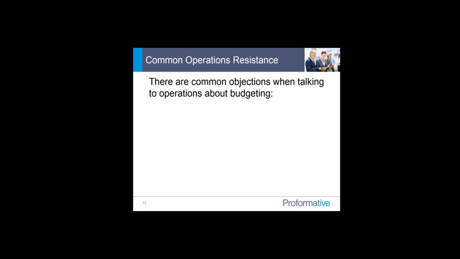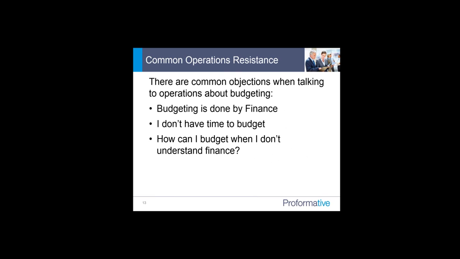So here are a number of objections that you may have come across when you talk to folks and say, hey, let's sit down and do your budget. First one is, budgeting is not for me, that's done by finance. Second one, I don't have time, can you come back next week? Another one, how can I budget when I don't understand finance? And finally, I can't budget unless sales tell me what their number is. We'll come to this last point in a second when I get into the first Excel demo.